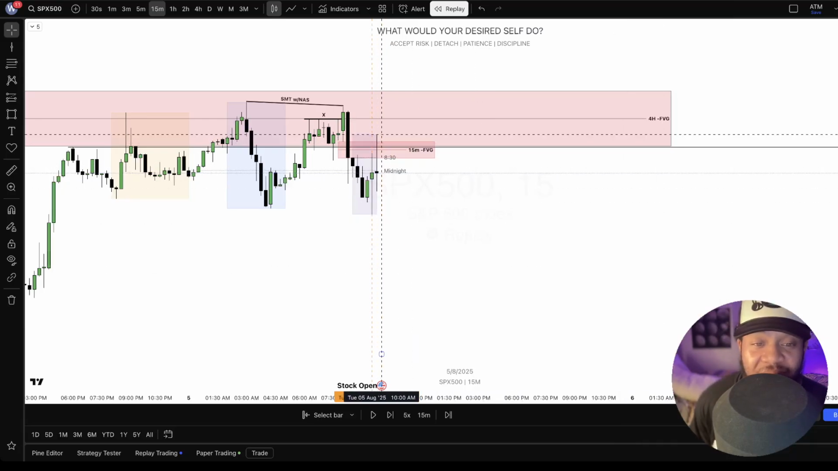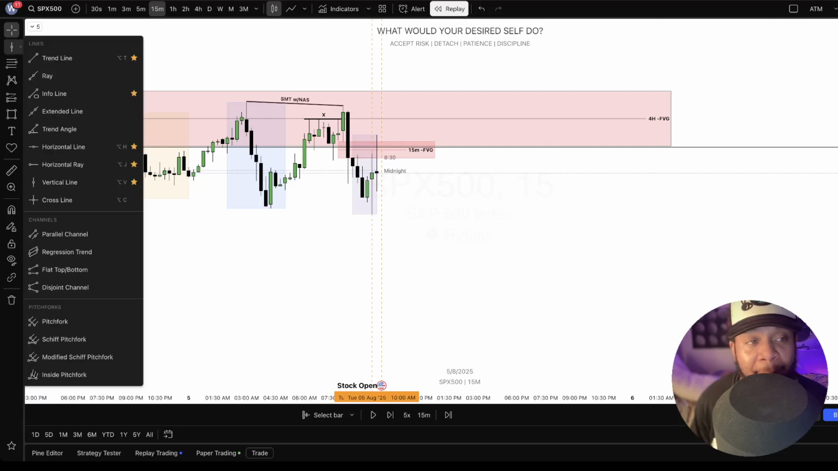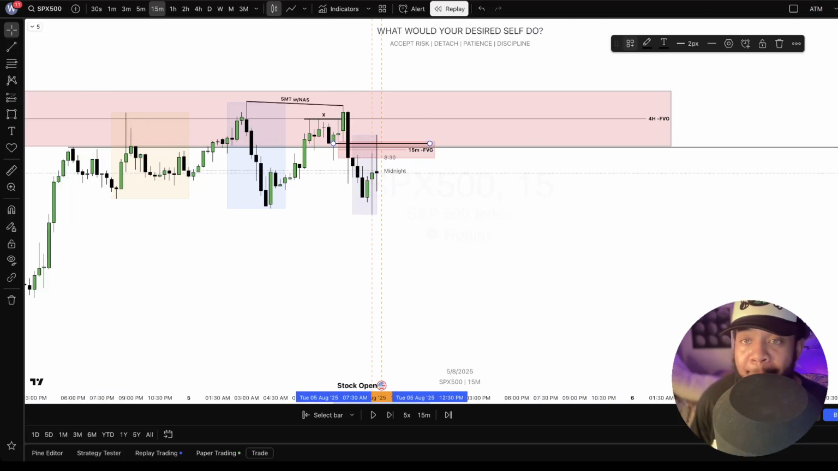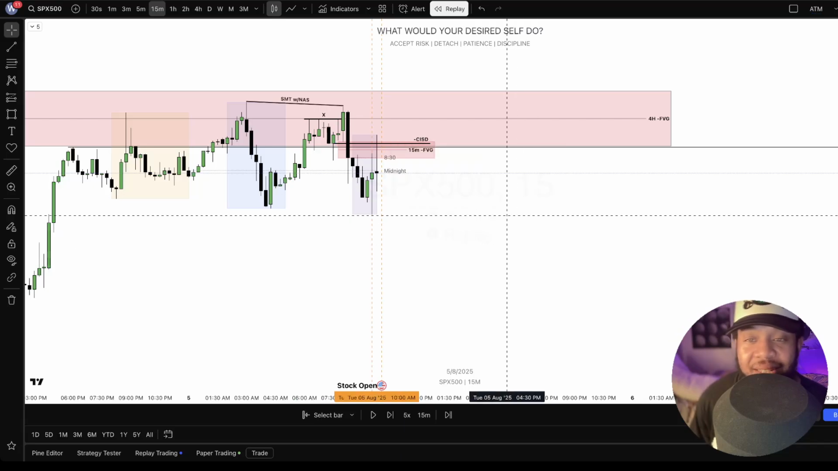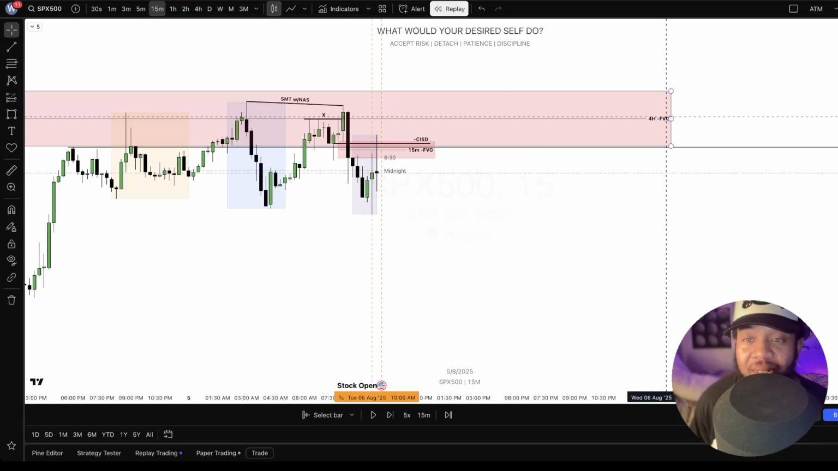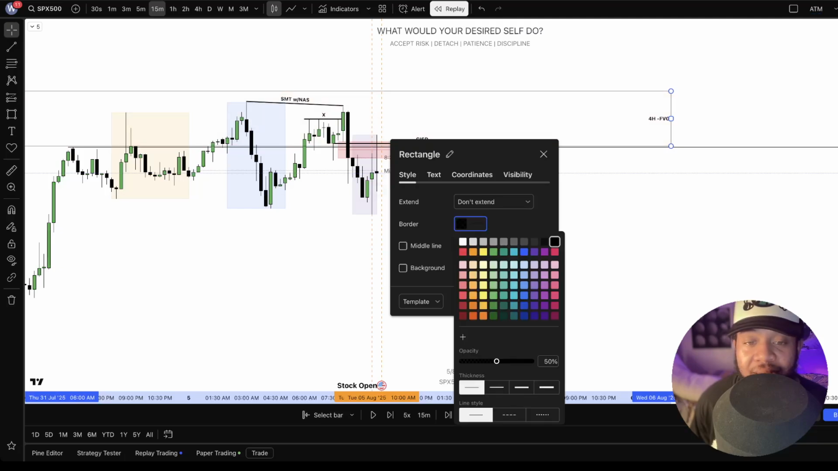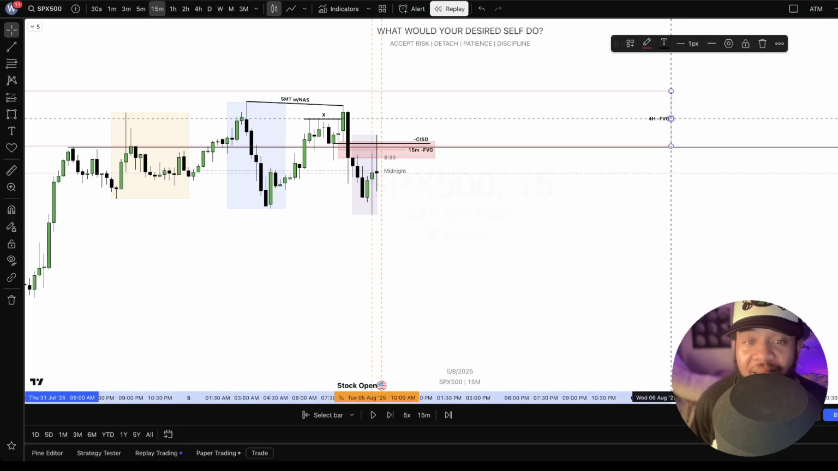So look, you get this rejection candle coming out of this 15-minute fair value gap. We got CISD right here. Let me put that on top. Let me see, I kind of want to clean this up. I'm going to remove this and this. Just remember that we're within this 4 hour fair value gap.